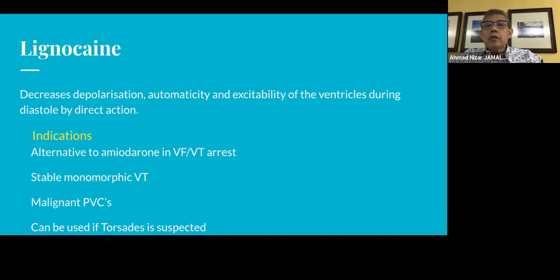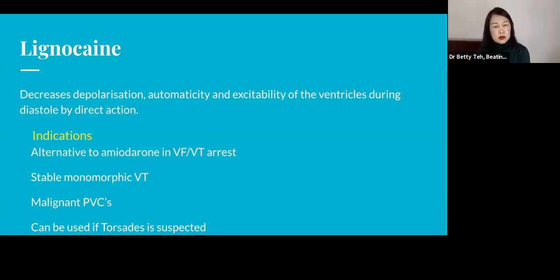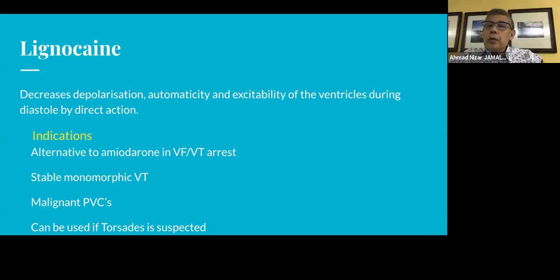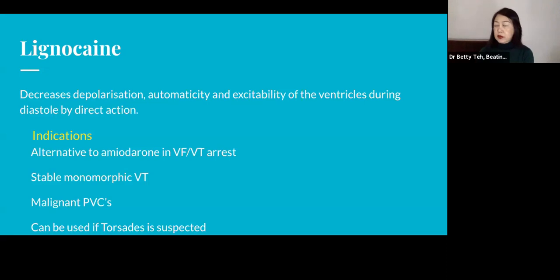If you have stable monomorphic ventricular tachycardia, or you have malignant PVCs, PVCs that seem to induce ventricular fibrillation, because it acts on automaticity, it can reduce the PVCs. So it can be used in people who are suspected of Torsade as the cause of ventricular fibrillation because it can stabilize the myocardial membrane.